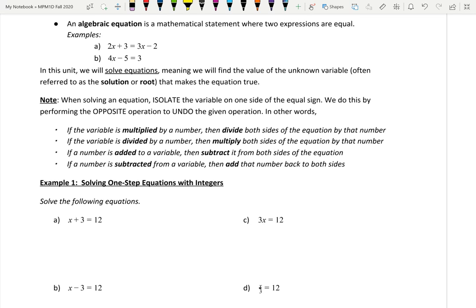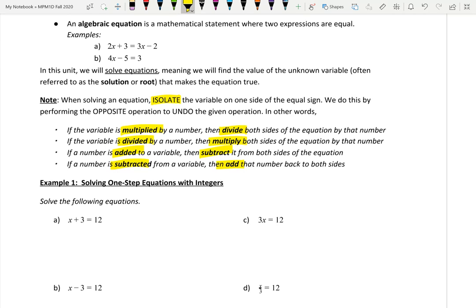So how do you solve an equation? Well, we need to isolate the variable on one side of the equal sign. To do this, we need to perform opposite operations to undo the given operation. So when the variable is being multiplied, we're going to do the opposite. When the variable is being divided, we're going to do its opposite operation. When the number is being added to the variable, we're going to subtract that number. When a number is subtracted, we're going to add.